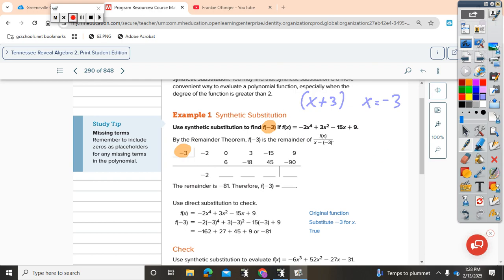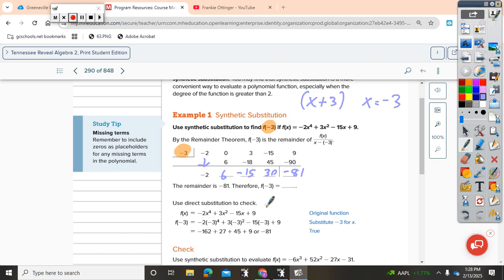Now notice all this is the same. They do put a 0 here because this goes from 4 to 2. So we're skipping. We go x4, x3, x2, x, and constant. But other than that, so far, you can just repeat this process. So bring down, multiply, add, multiply, add, multiply, add, multiply, and add, and we get a remainder of 81.